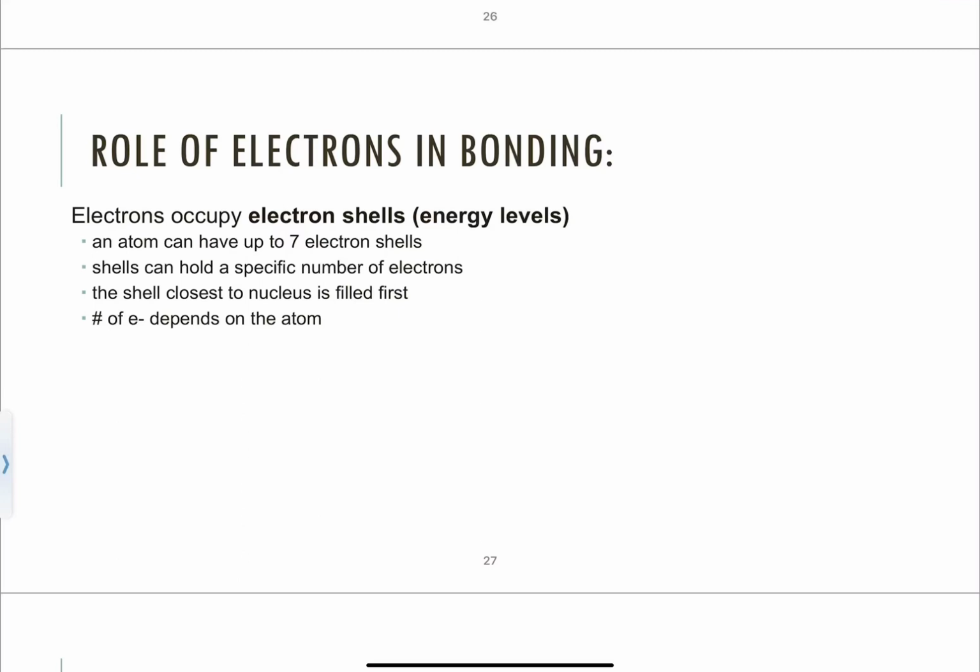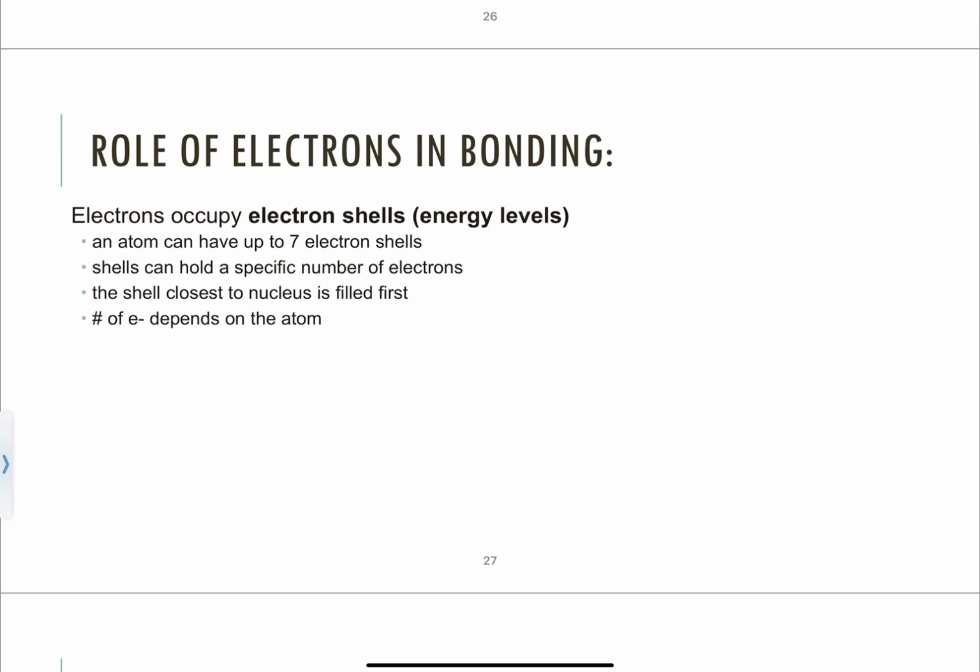Okay, so now we're going to move on to section 4 of chapter 2, where we're going to talk a little bit more about electrons and their role in bonding. So, electrons are the only subatomic particle that are involved in bonding when we're talking about making up a compound of multiple elements. And so, electrons occupy what we call electron shells, also referred to as energy levels.